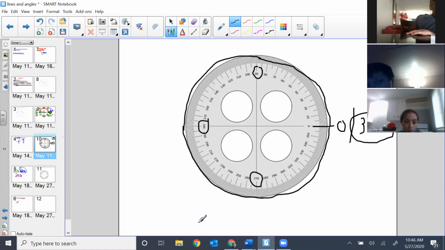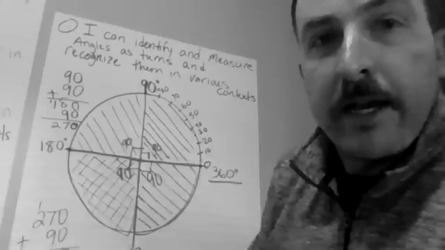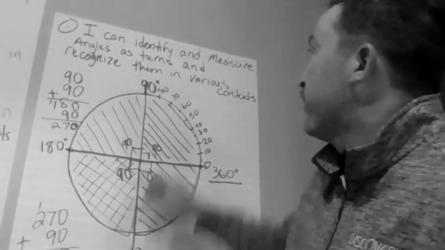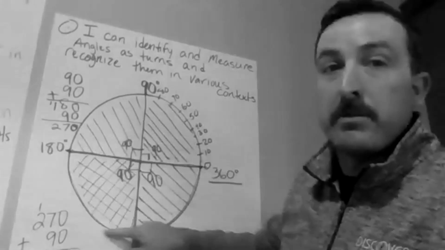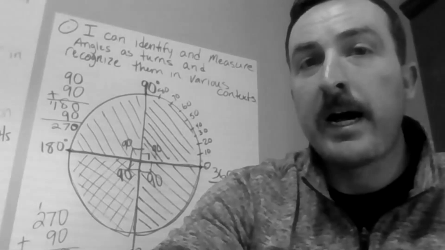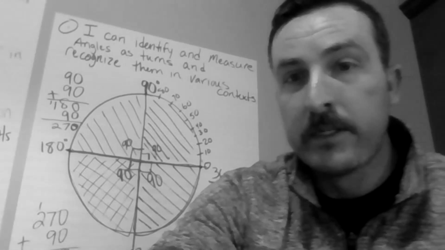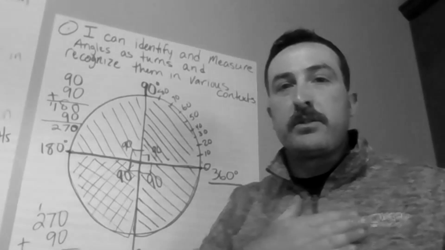All right, we're going to look at this in one last context because that's what our target says. It says we can identify and measure angles as turns and recognize them in various contexts. So the first thing we did was just look at a plain circle. Then we looked at a clock to help us understand that each turn is worth a certain amount of degrees. Now we're going to use our bodies. So I need everyone to stand back up.